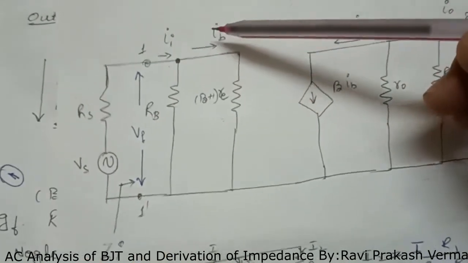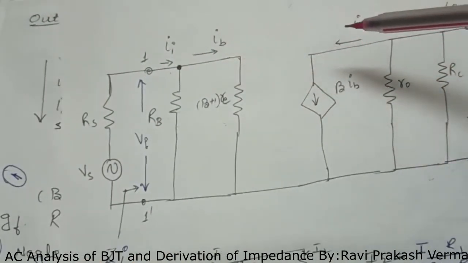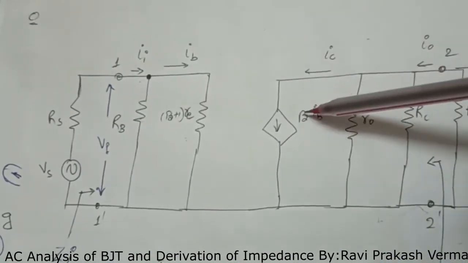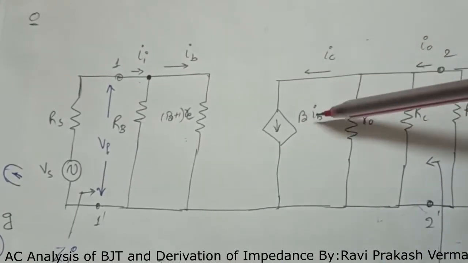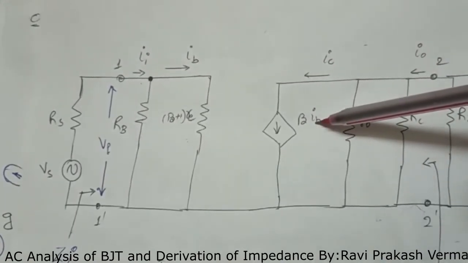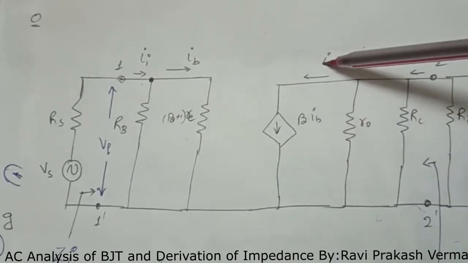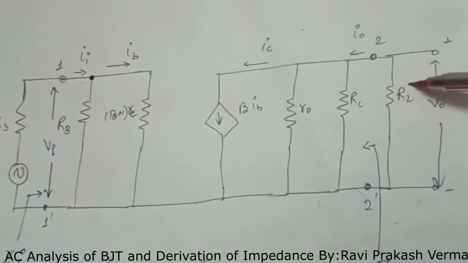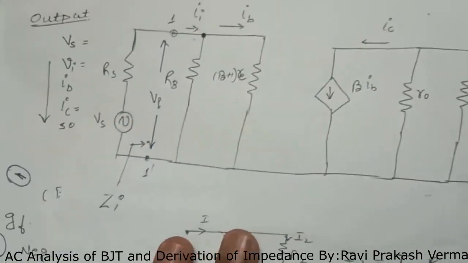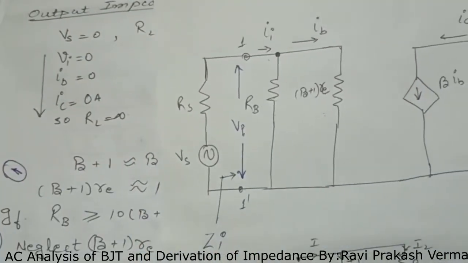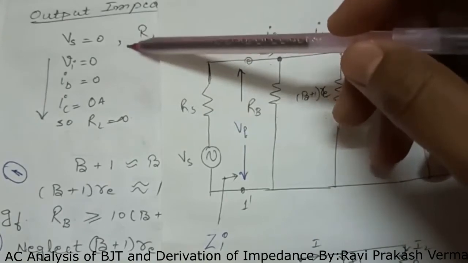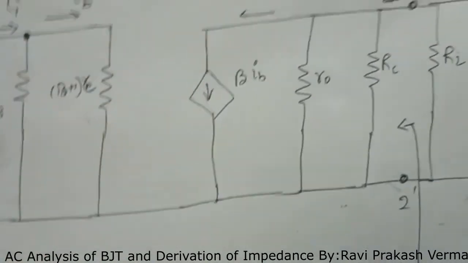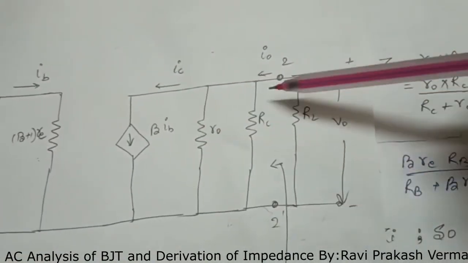If the value of base current is 0, then the value of IC is also 0, because of the current gain: beta is equal to IC over IB. If IB is 0, then IC will also be 0. If IC is 0, then no current passes through the load resistance RL, and it becomes infinite. So we have got these few equations, and we put this assumption in the output section, because we have to find the output impedance.